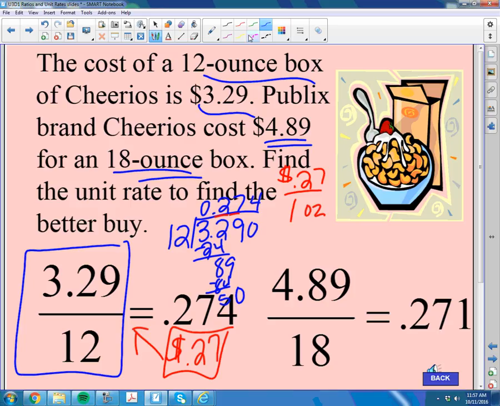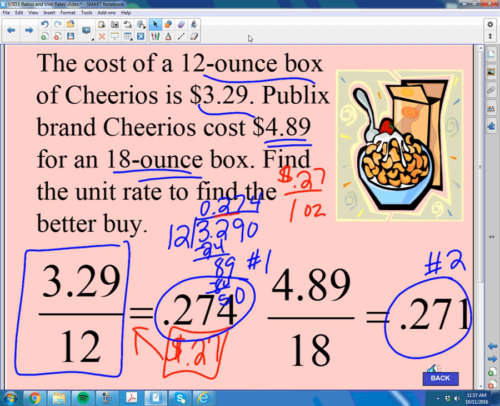Okay. Now, I come over to the next one. I have $4.89 for 18 ounces. I do the exact same thing. I divide. And I end up with this. So this is the first one. This is the second one. Which one is the better deal? Get it?